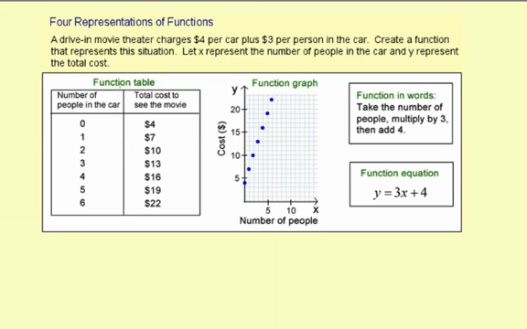So there are 4 different representations: table, graph, words, equation. And you should be able to go back and forth between these representations. So for example, given a function equation, you should be able to create a table, a graph, and then explain in words what it's doing.